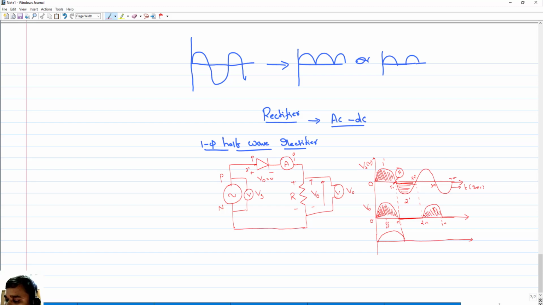So we can consider the output voltage by considering the area under the curve. This curve is looking like a sinusoid. For any area under the curve, you can find it using integration. So now we'll do that.